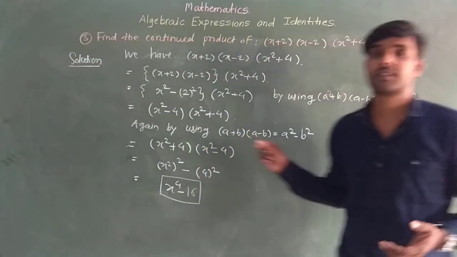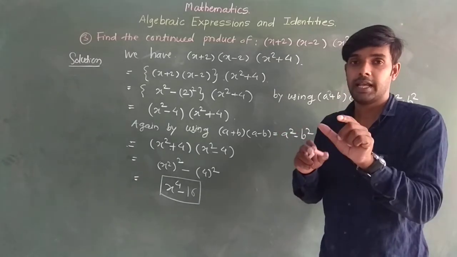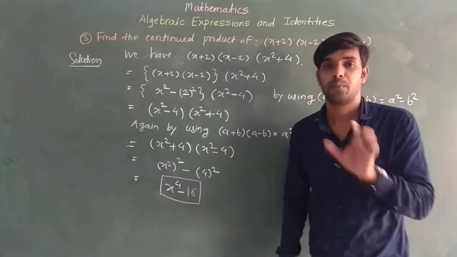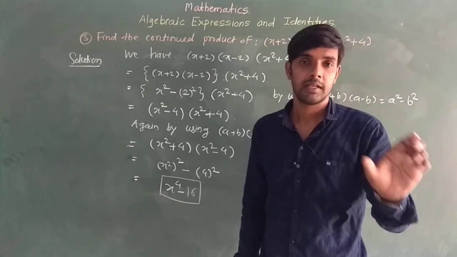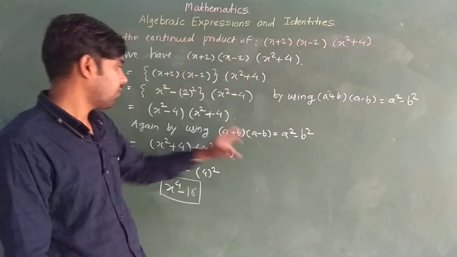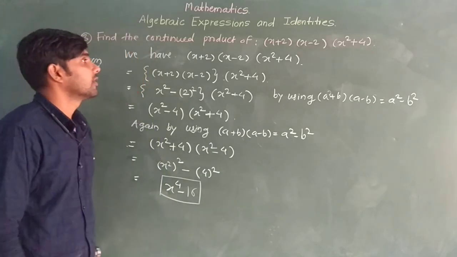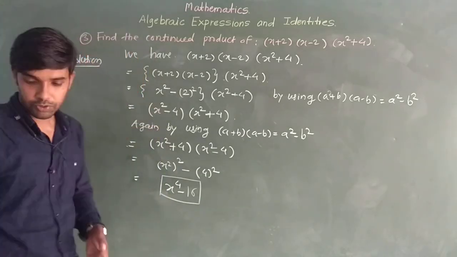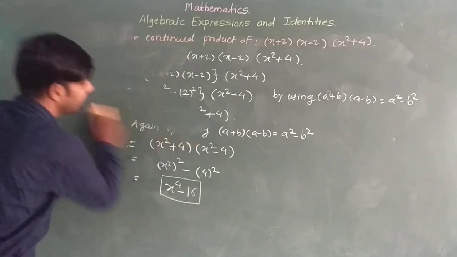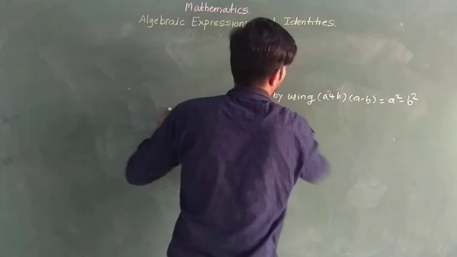We use here identity number 3: a plus b, another bracket a minus b is equal to a square minus b square. That is, the product of the sum of two terms and the difference of these two terms is equal to the square of the first term minus the square of the second term. Okay, so pause the video and write down the solution. We will see the next example, example number 4.